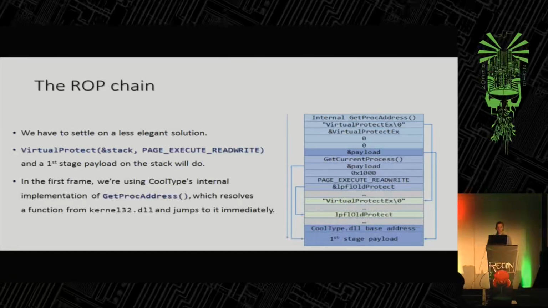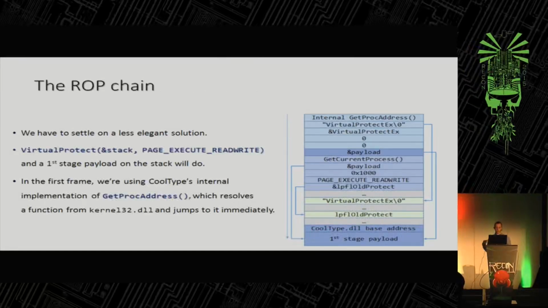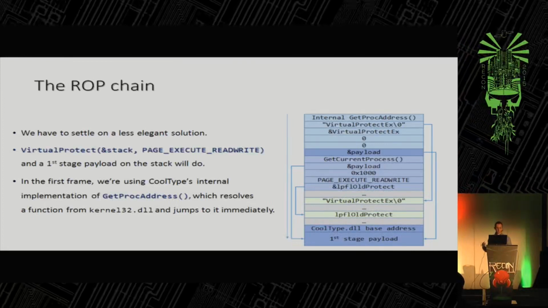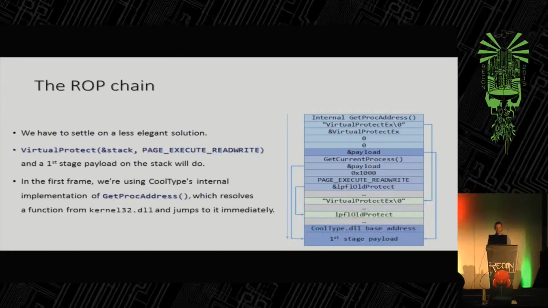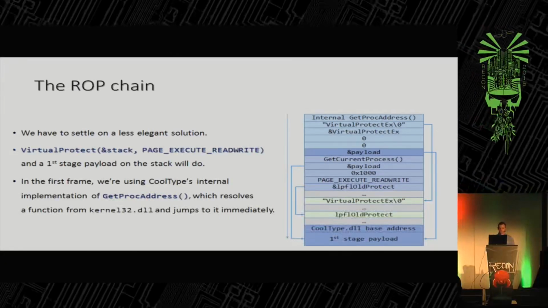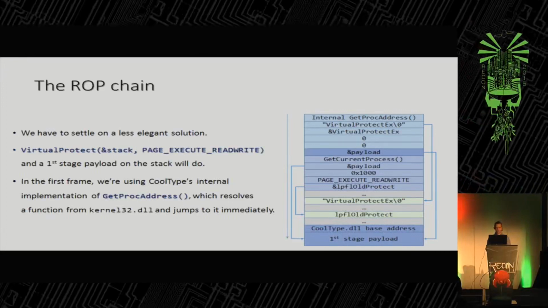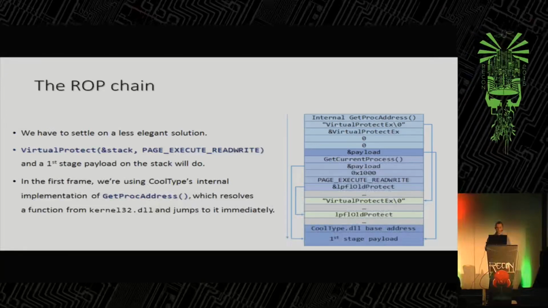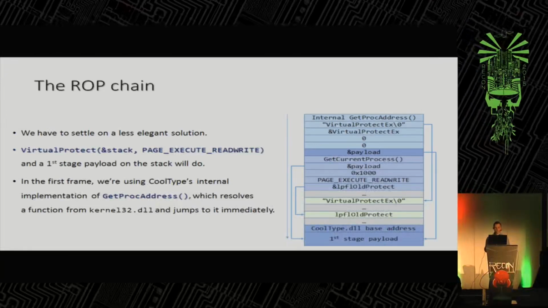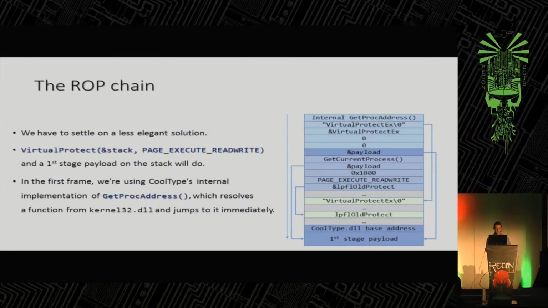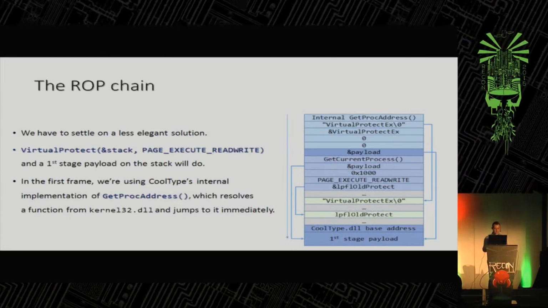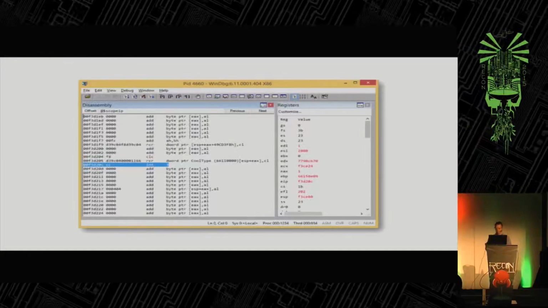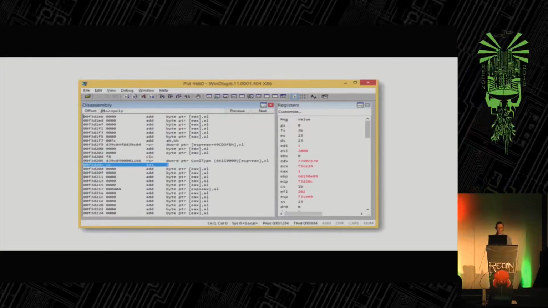So we have to settle for a less elegant solution that is quite standard. We would like basically to call VirtualProtect over the stack in order to make it readable, writable, and executable. And then also put the first stage payload there. And that's it, and then have it executed. The first frame of the ROP is just CoolType's internal implementation of GetProcAddress, which takes a value of a function inside of kernel32 and then just jumps to it directly. So it's pretty simple. It's just several dwords of the ROP, and you can see here in the debugger that it works. We have arbitrary code execution inside of Adobe Reader from the stack.